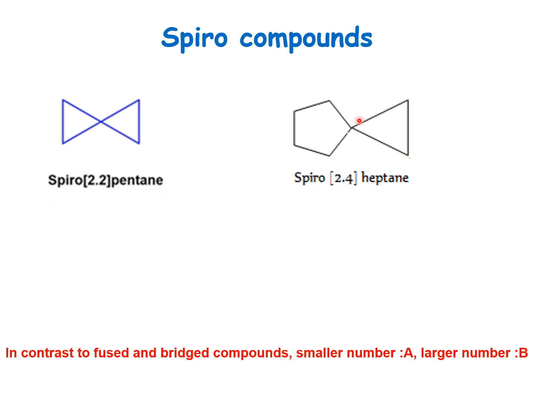In this case, we know it is pentane on one side, it is cyclopropane on another side. So total 8, but we have one carbon atom common, so it is 7. So it is heptane and spiro. On one side we have 4 carbon atoms, another side only 2 carbon atoms. So it becomes spiro 2.4 heptane.